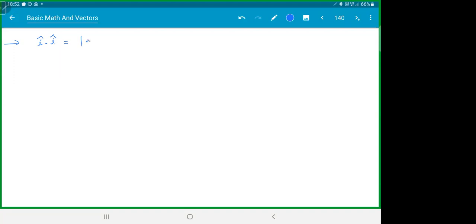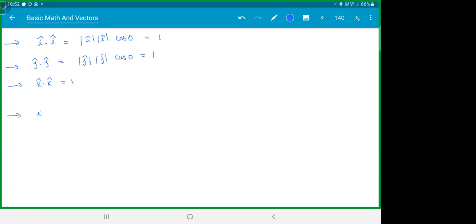So that will be mod I cap, and what is the angle between two parallel vectors? 0. So this will be nothing but 1. Similarly, j cap dot j cap: j cap mod j cap cos 0, that is also 1. Similarly, k cap dot k cap is also 1.